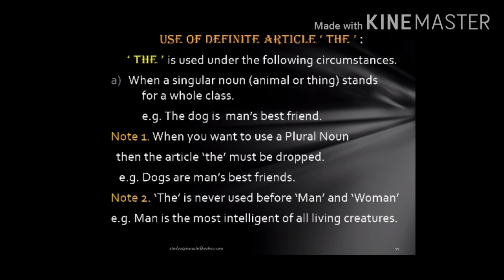Second point, the is never used before man and woman. So before man and woman, we'll never use the. We'll say man is the most intelligent animal. We'll never say the man. So the article should not be used. Again, we will be covering this in the omission of articles. So right now you just understand that we have to use the if it is used with the singular noun and that stands for the whole class.